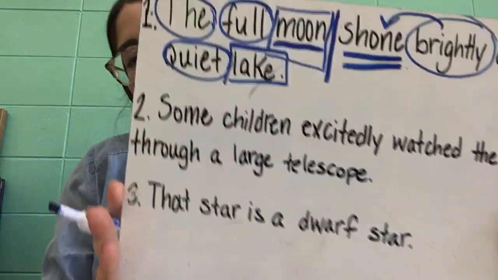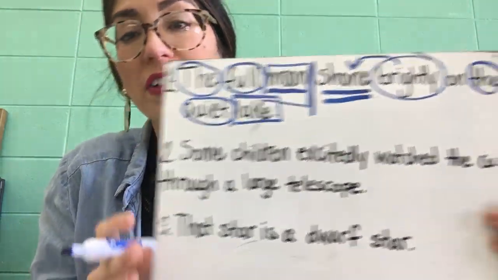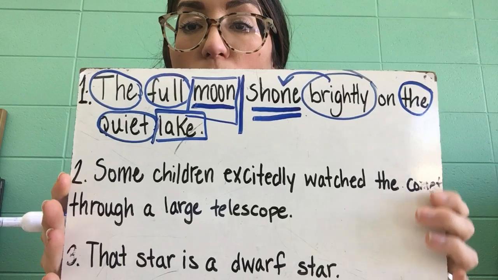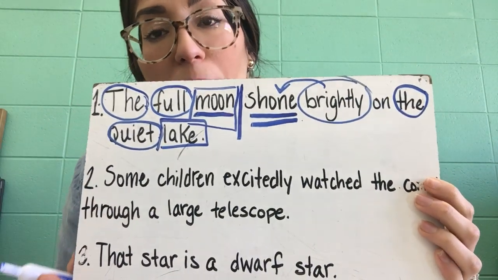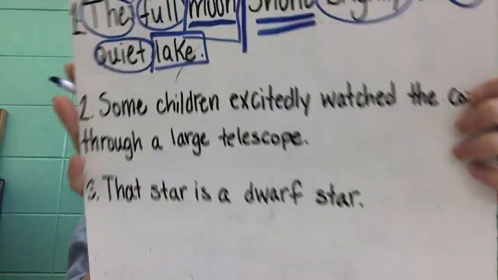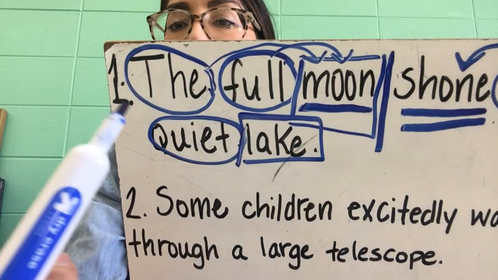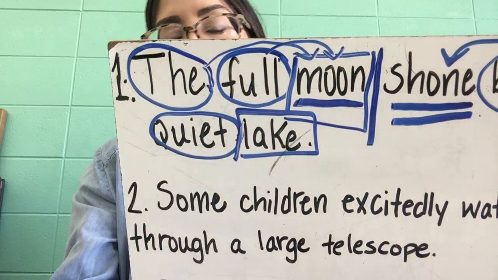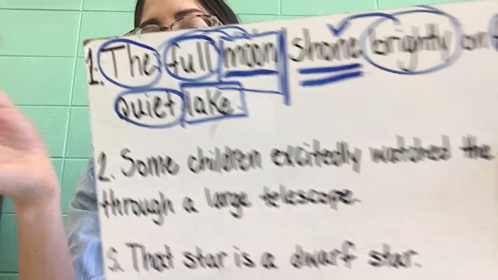Good job. And now we're going to do the arrows for the adjectives. So what are my adjectives again? Good, the, and full. And those two describe what? Good, they describe moon. So we'll go ahead and draw our arrows, both of them, to moon. See? So the, draw your arrow to moon. It describes, and full describes moon. Those are adjectives describing the noun.